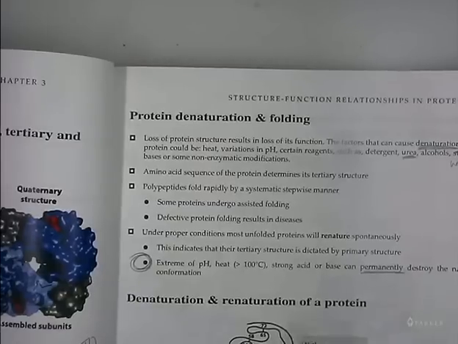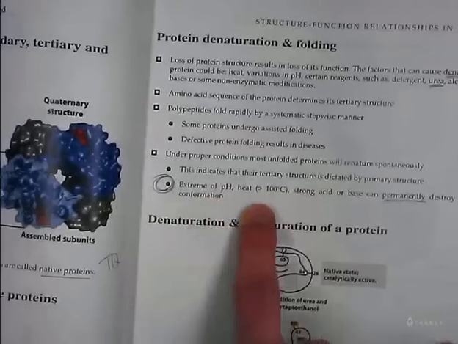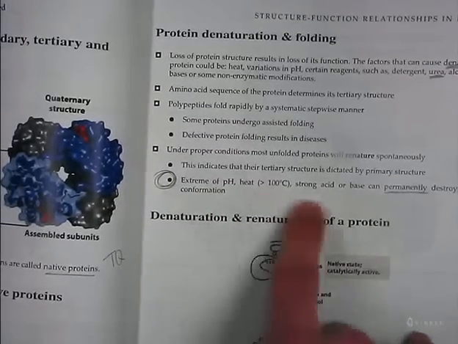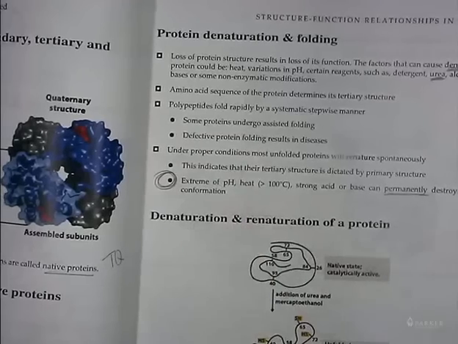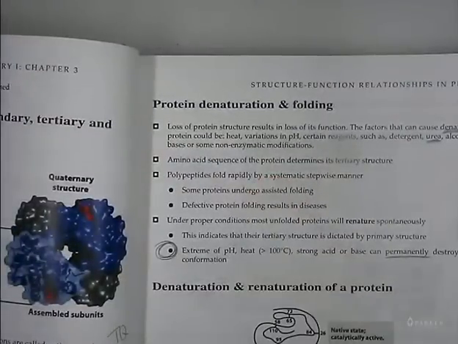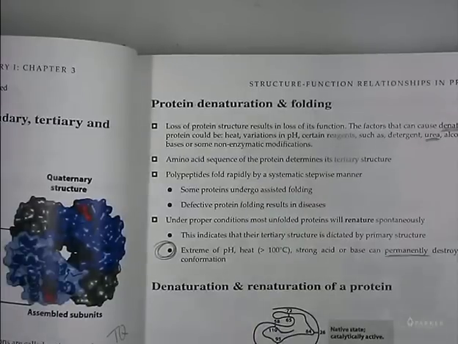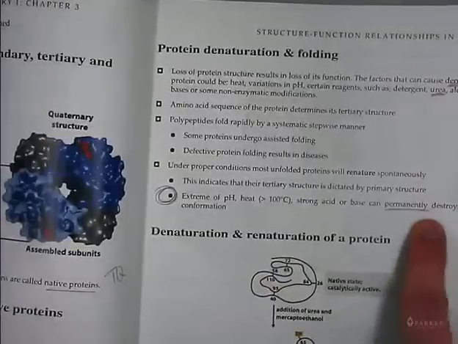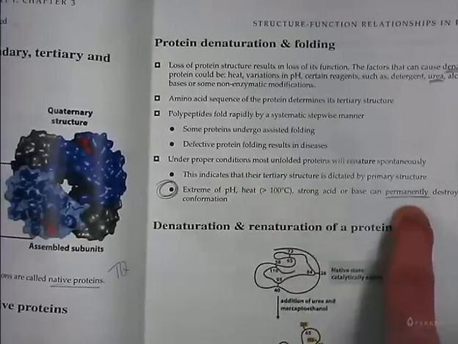innate intelligence, it's beautiful. But sometimes we get extremes, like extremes of heat, strong acids or bases, extreme pH changes, when they can permanently destroy the native conformation. So in regular denaturation, renaturation, we're just losing the hydrogen bonds or the non-covalent interactions. So we can just easily get those back. But when we break a covalent bond, that's not good. Those are difficult, if at all possible, to put back together. So when we break those covalent bonds, we get permanent destruction. Here's a cute little picture of that.